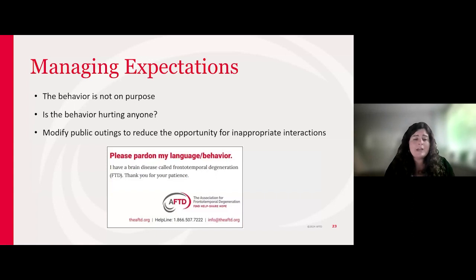And then we really want to manage expectations. The behavior is not on purpose. Nothing happening is on purpose. I think I've said this 12 times now because I think it's really important to be able to say. We need to manage our expectations and what we think the person should be able to do and can't do. And sometimes that's really difficult because we've already had plans and our plans have to change. In addition, we want to see, is the behavior hurting anyone? And then, like I said before, we want to modify external outings.